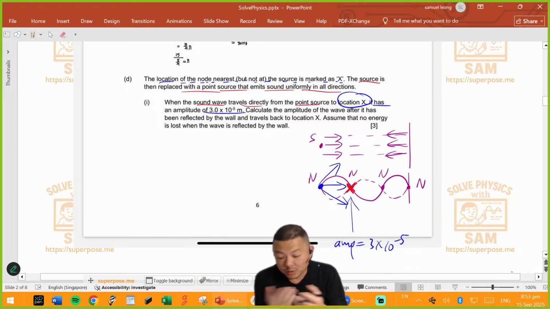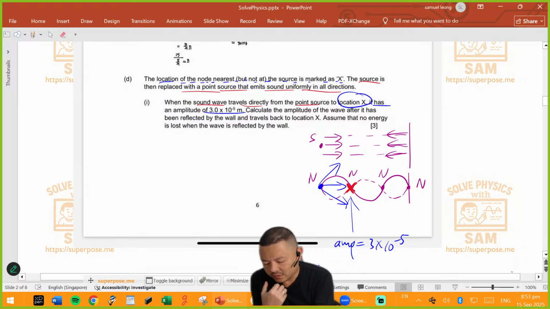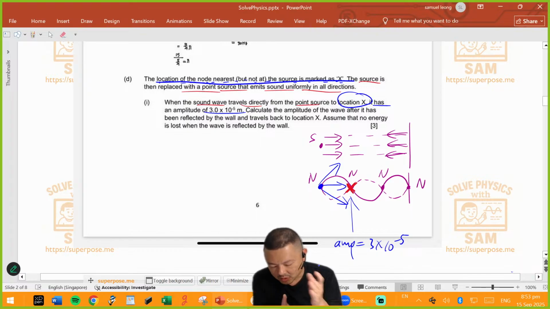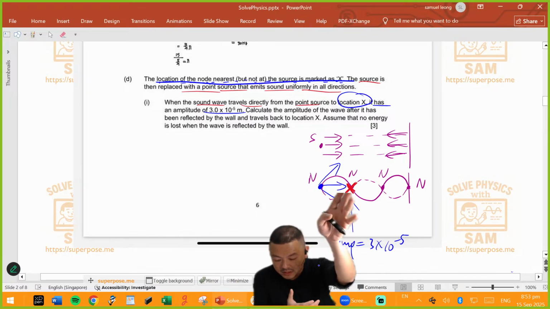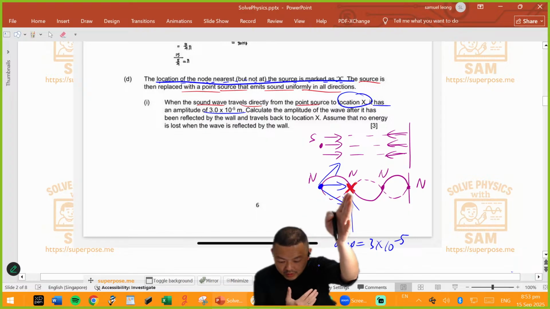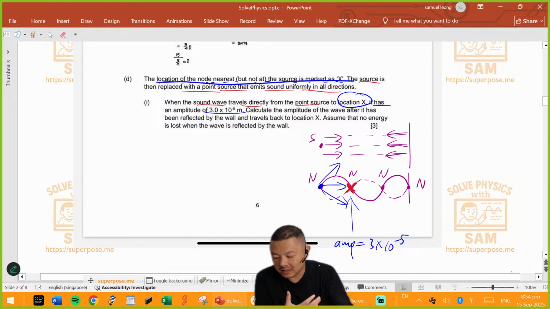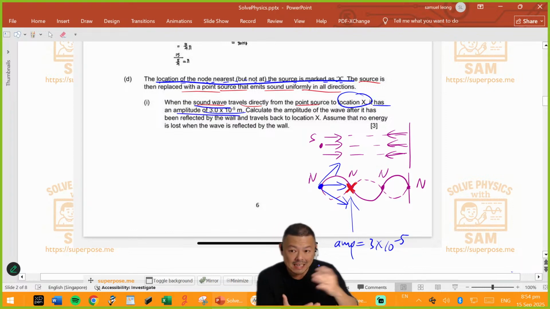So yeah, it took me a while. When I was reading the question, I was trying to process it in my head. Then I realized that firstly, there's a position next to the source, which was the node and is position X. Then they say that the sound wave, when it travels to this point X, I'm just reading the question and taking it literally. It says that the sound wave, when it travels to X, has this amplitude, right?